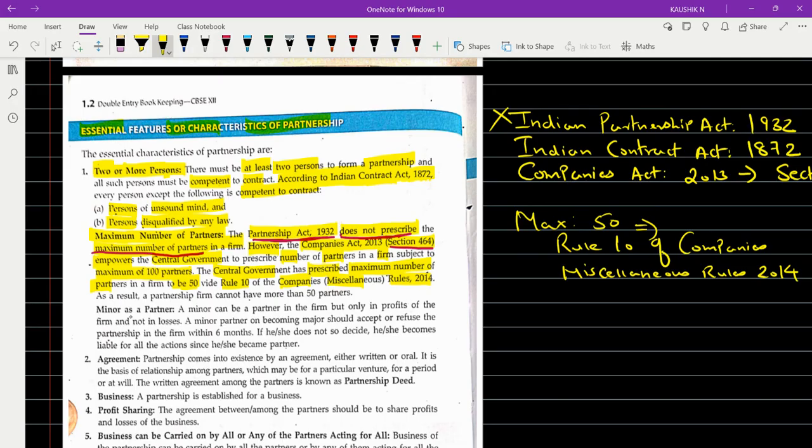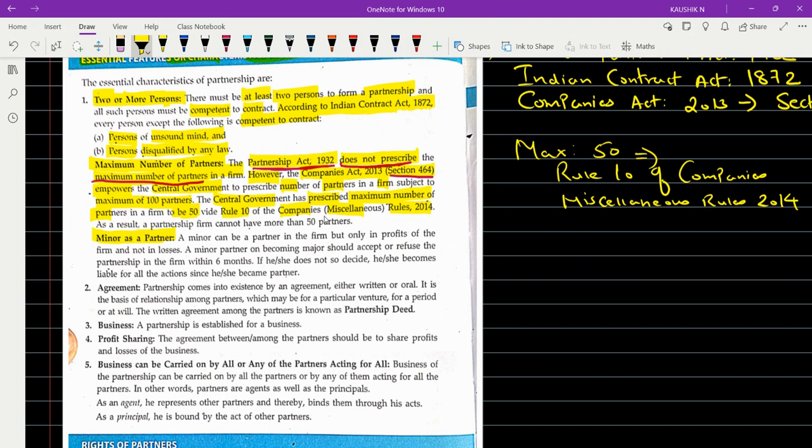Right. Next you can see there is something called a minor as a partner. As you know very well, any person who has not attained 18 years of age is considered a minor. So in a business, the question arises whether a minor can be admitted as a partner. Yes, a minor can be admitted as a partner, but you cannot extract any work from that partner, but he can be admitted as a partner to enjoy the benefits of the business.